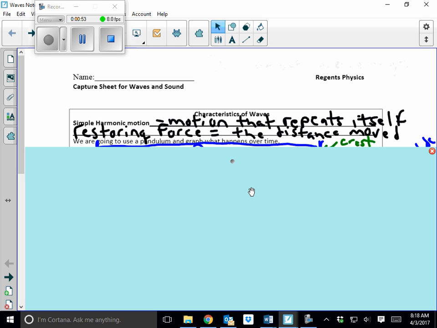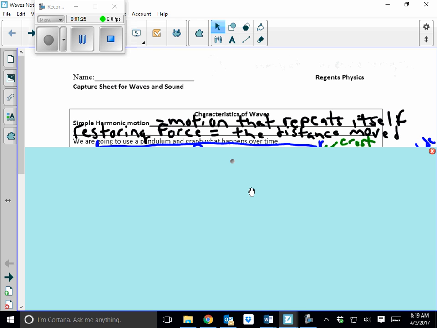So simple harmonic motion is motion that repeats itself, and it's where the restoring force equals the distance moved. So depending on how much I pulled it back, it would swing to the other end, and if there's no friction, it would swing to the exact same point because of conservation of energy and come back. Now, in this case, the restoring force is gravity. If I were to do simple harmonic motion with a spring, the restoring force would be the spring itself through Hooke's law. So the restoring force equals the distance moved.